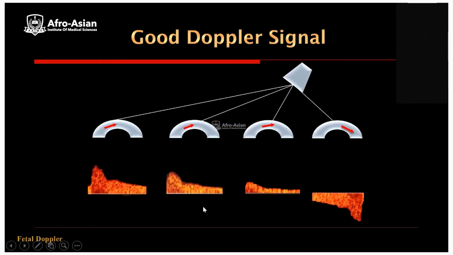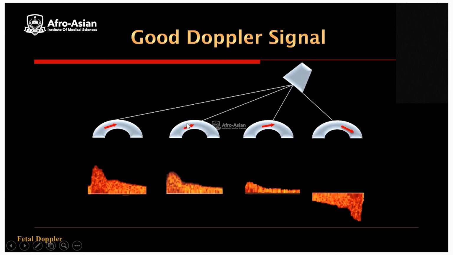Doppler signals are very important. This is our transducer and the vessels. If the flow is towards the transducer, the angle of incidence is good. We get this type of ideal waveform in which you can easily see the early systolic, peak systolic, end systolic, and diastolic, early diastolic, and end diastolic.